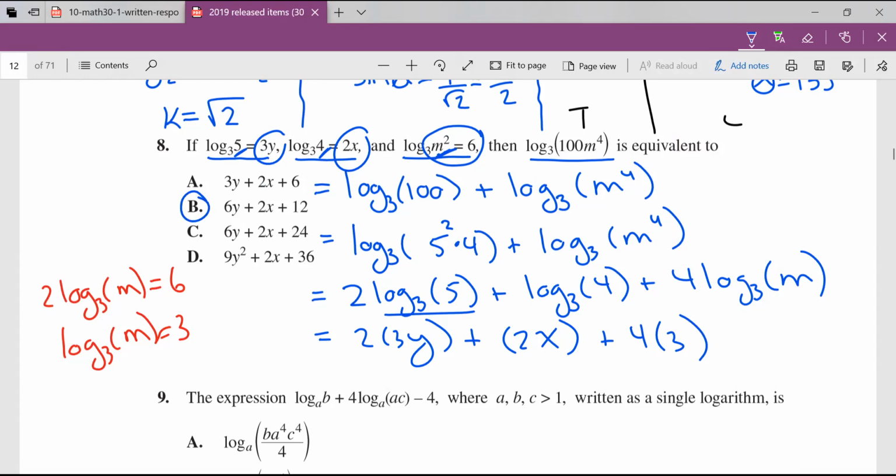So I think the important part of these questions is making sure that you switch your power to become your coefficient before you start doing substitutions, okay? If you didn't do that, you would probably get the wrong answer of D.